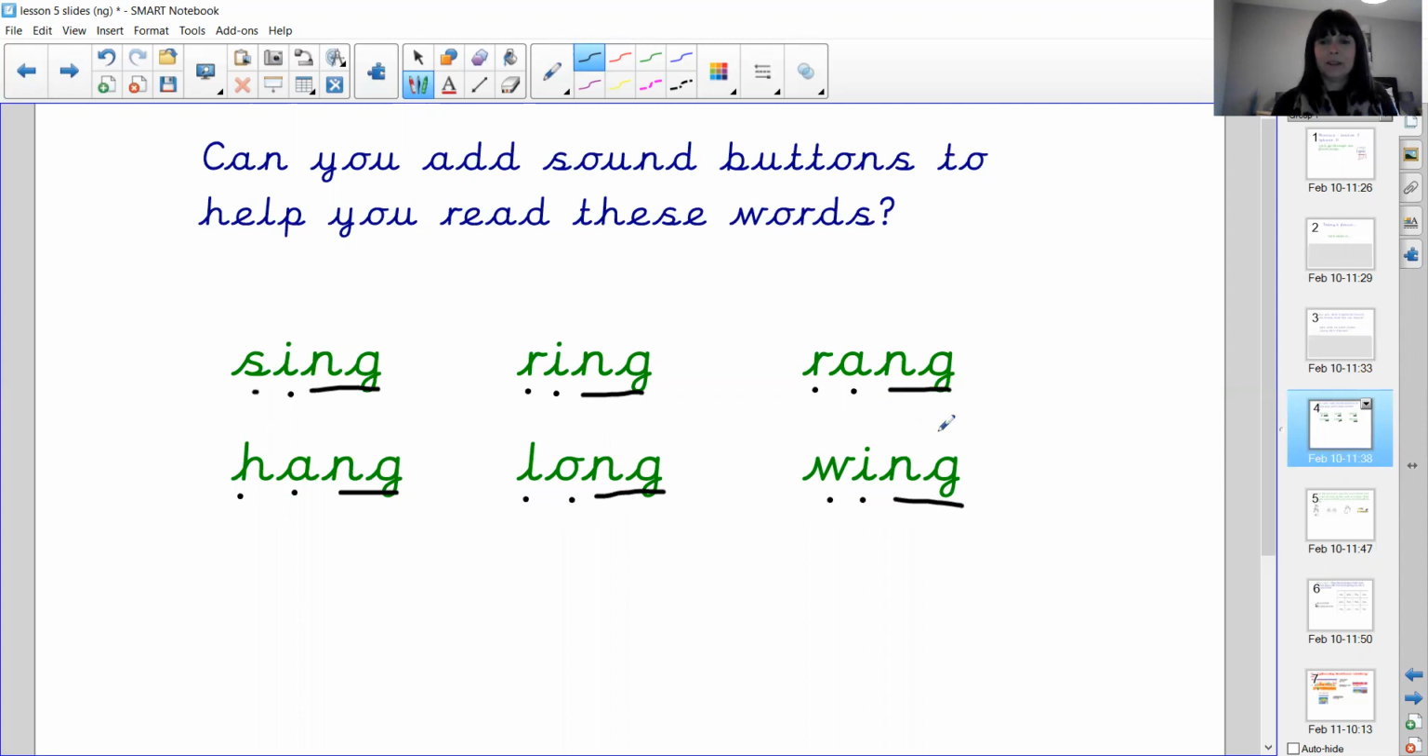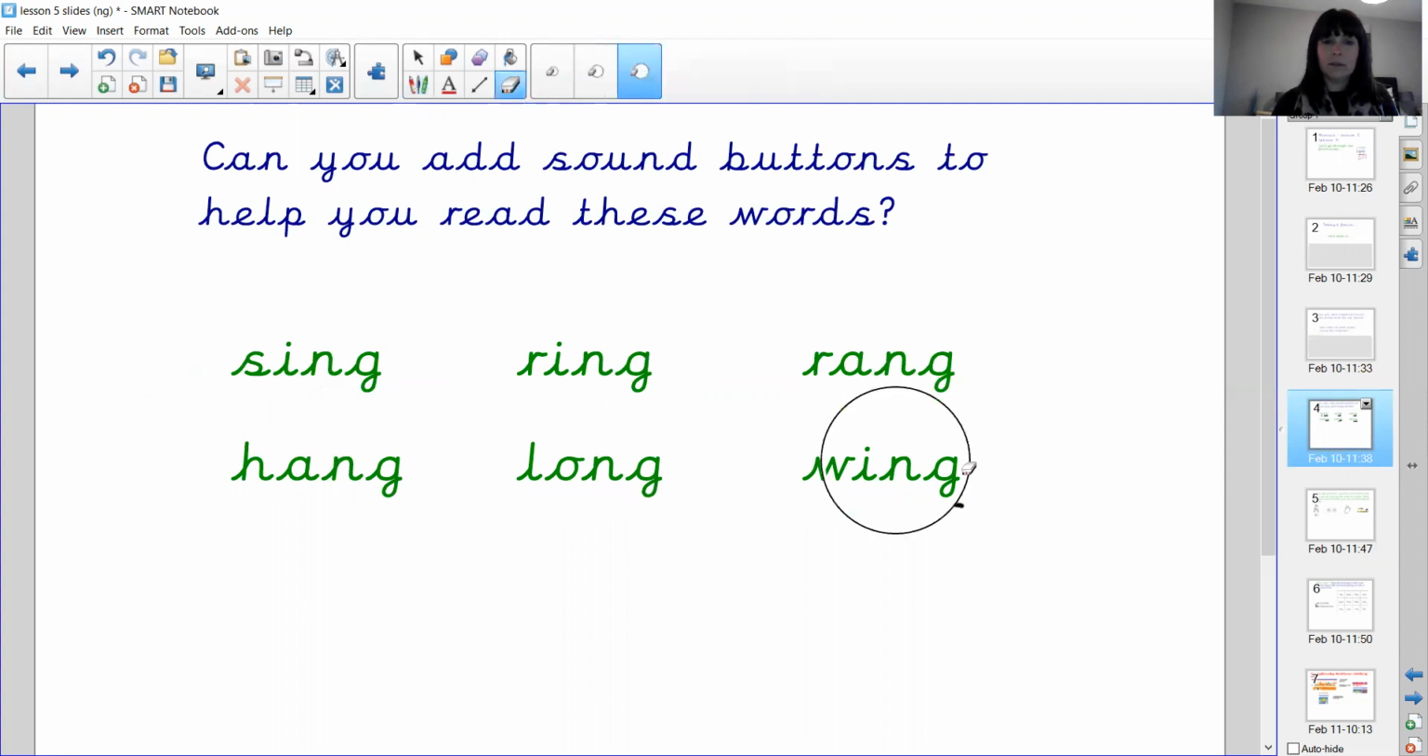Good job. Right, what I'm going to do is rub the sound buttons out. I'm going to say some of those words and I want you to point to them really quickly on your screen as I read the words. So can you point to the word rang? Well done. So that's this one here. Good job if you pointed to that one. Which word says hang? Good job. Hopefully you were looking out for the sound at the beginning.